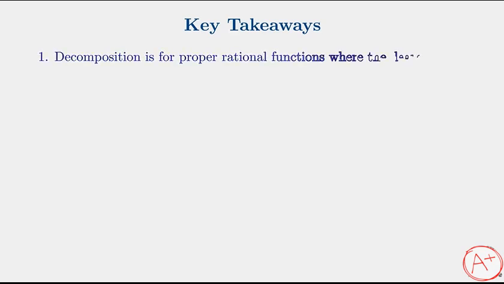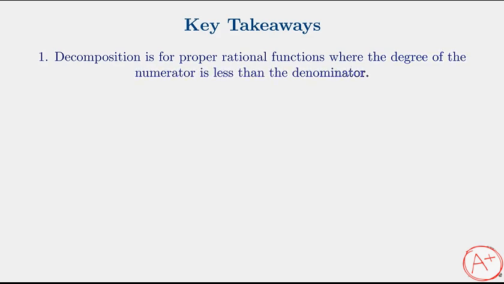To recap our session on partial fraction decomposition, keep these essential points in mind for your examinations. First, remember that decomposition is for proper rational functions, where the degree of the numerator is strictly less than the degree of the denominator. Second, the general form for two distinct linear factors is a over the first factor plus b over the second factor.